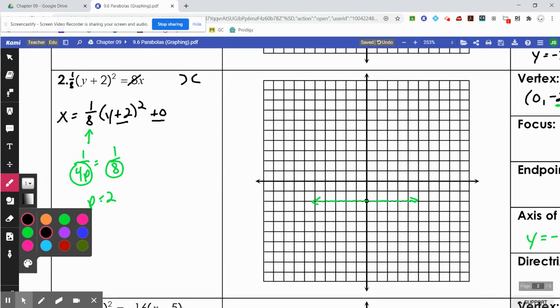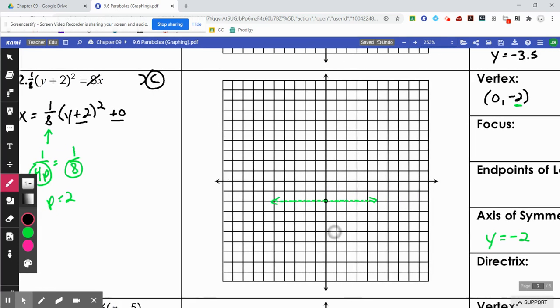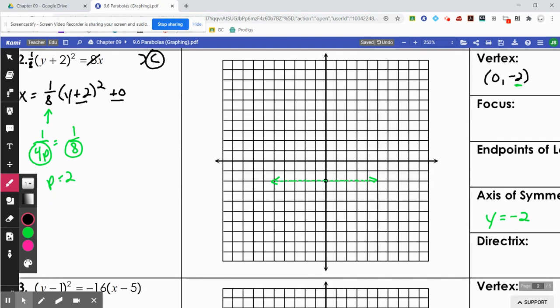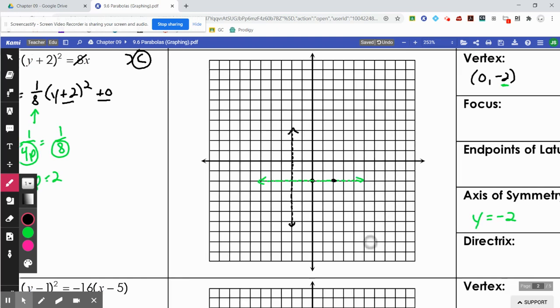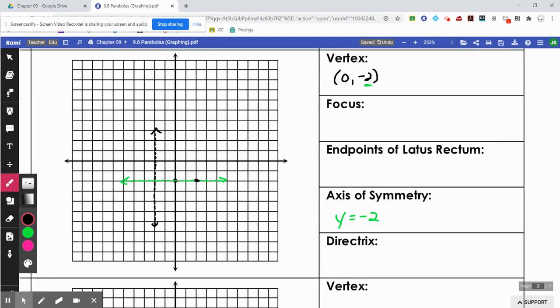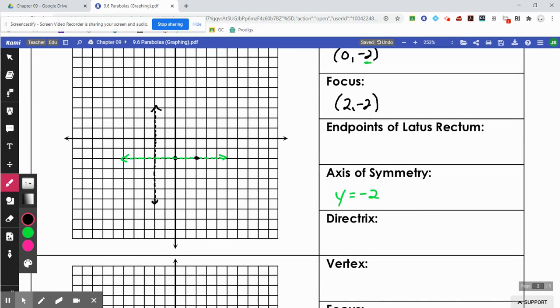So therefore, in order to find our focus and our directrix, our p-value is positive. So that means it's going to open to the right. Let's find our focus first. Let's go to the right 2 units. There's going to be the focus. Go left 2 units, and there's going to be the directrix. So let's go ahead and identify our focus and our directrix. Our focus is located 2 units to the right of our vertex, so it is located at 2, -2. Our directrix is a vertical line, so x equals -2 will be our directrix.